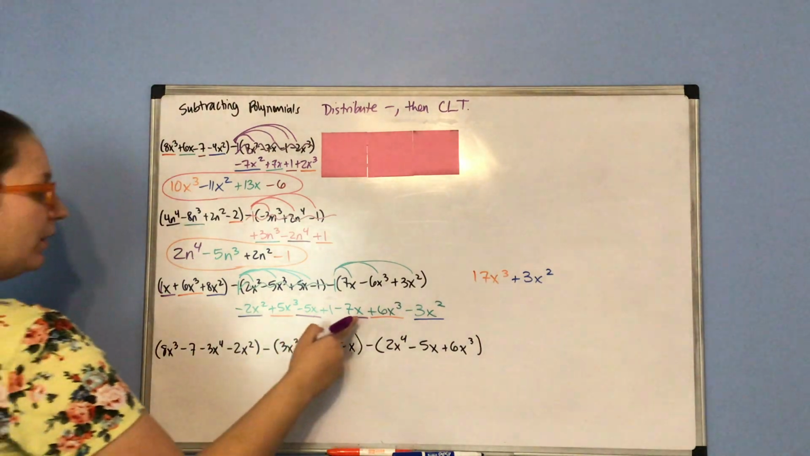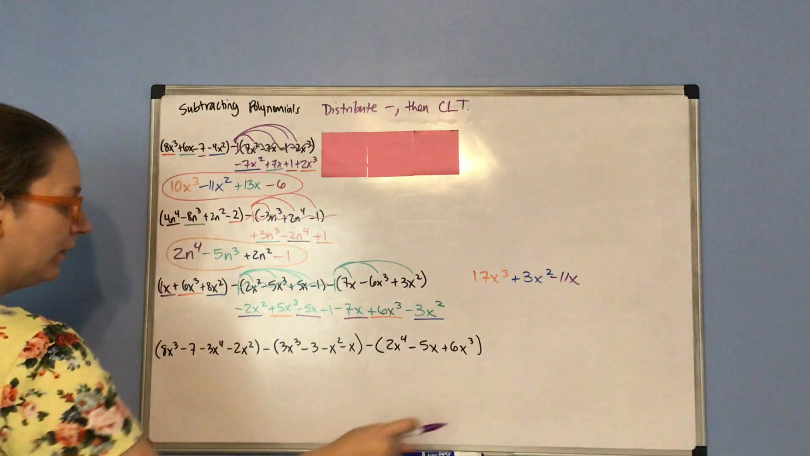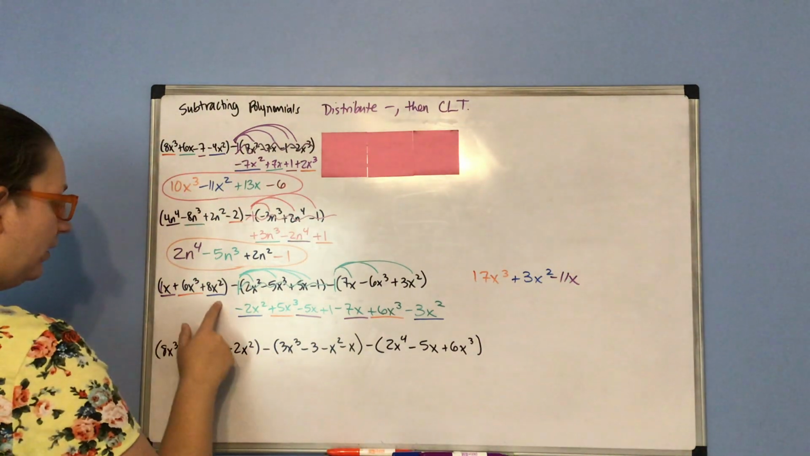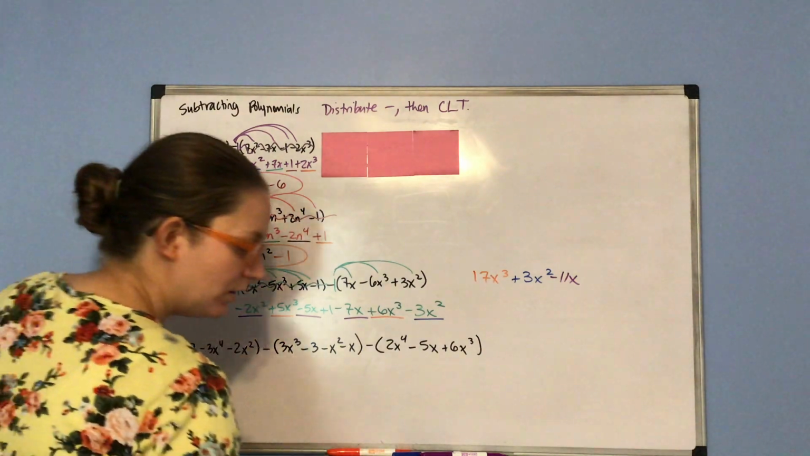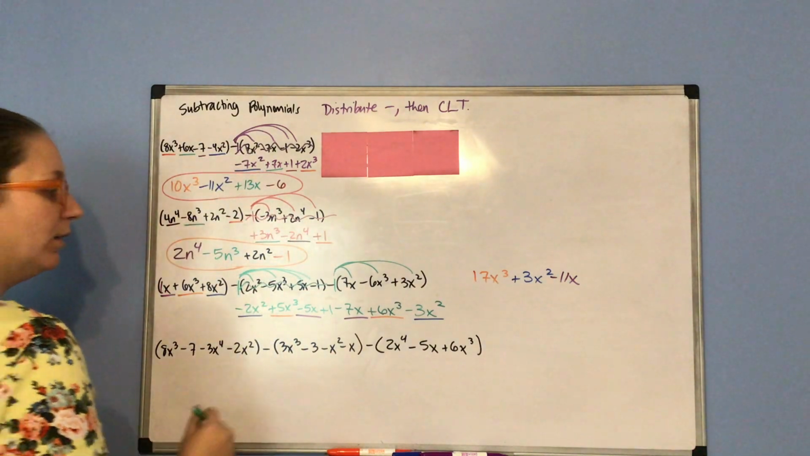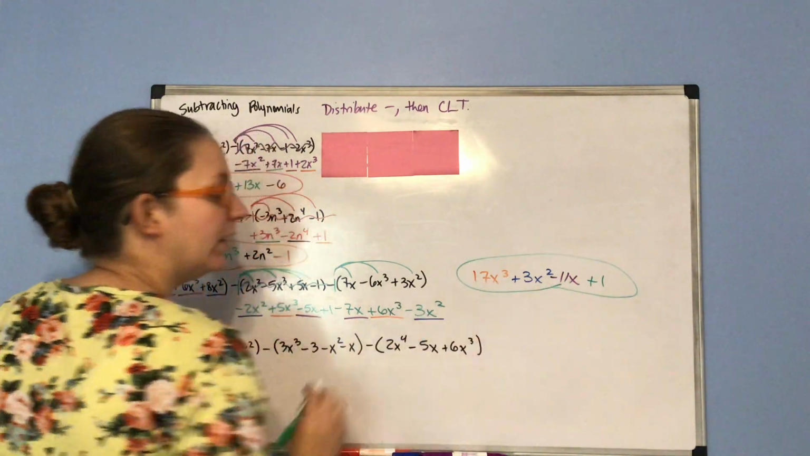1 minus 5 minus 7 is negative 11 with an x. And then let's see, did we get everything? We still have a plus 1. Nothing is going to change about that plus 1 because it's the only number in the whole shebang. So we need to make sure we include a plus 1 at the end for our final answer.